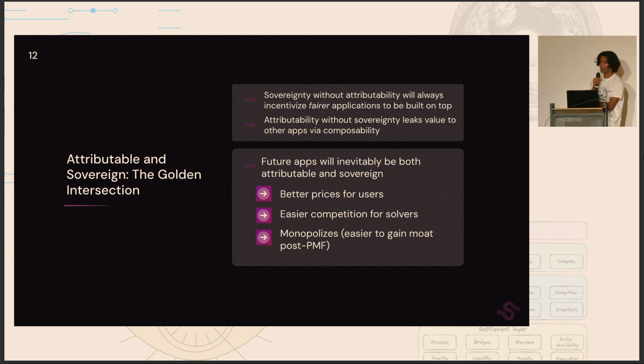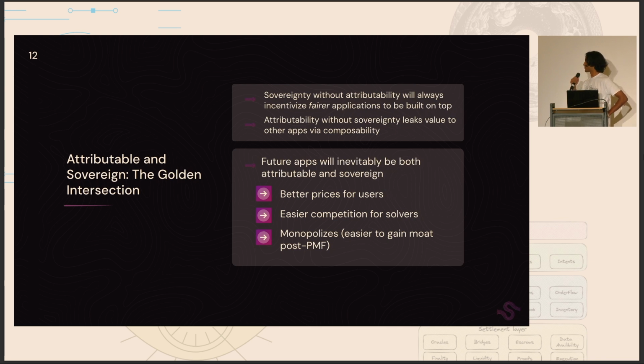On the other hand, attributability without sovereignty leaks value to other apps via composability. This is the example of the MEV taxes, and with composability, why it doesn't work as effectively as it would want to. The idea here is that you would always be getting arbed against other apps in your domain, and there's a game to be played between applications to set their MEV tax so that they're taking MEV more so from the other applications, but at the cost of perhaps their own users. So this is uncharted design space, and it's unclear whether this will have a good equilibrium. The future apps, inevitably, in my opinion, will be both attributable and sovereign.